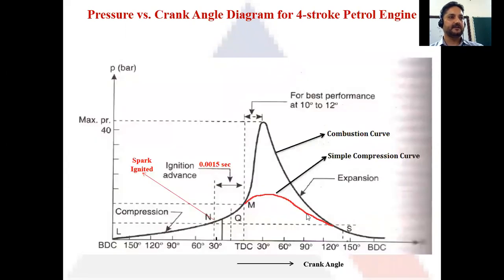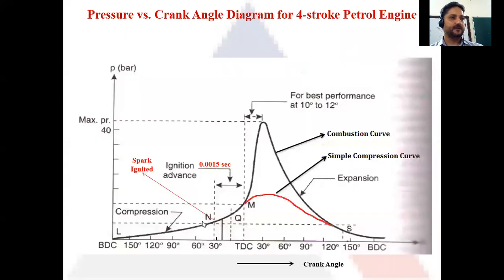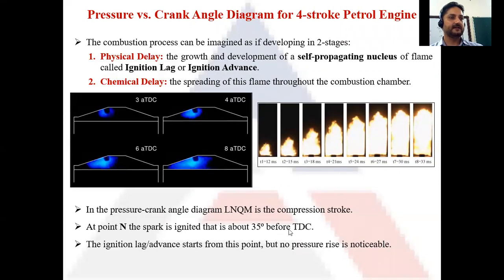Now, in the diagram here, you can see L, N, Q, M. Here L, N, Q, M is your compression stroke. In this diagram, at point N the spark is ignited, that is 35 degrees before the top dead center. Then the ignition lag or the ignition advance starts at this point, but no pressure rise is noticeable.